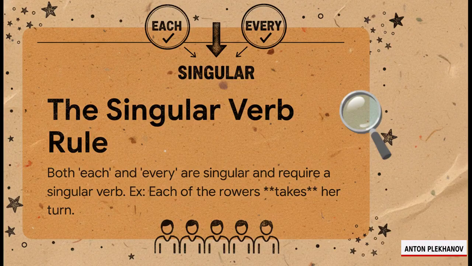All right, rule number 1. The verb is always singular. I know this can feel a little strange, especially for Russian speakers, because you're talking about a group of people. But in English grammar, the focus is on that single word, each or every. So we say, each of the players is ready, not are ready. Same for every player is ready. This is a huge one to get right.